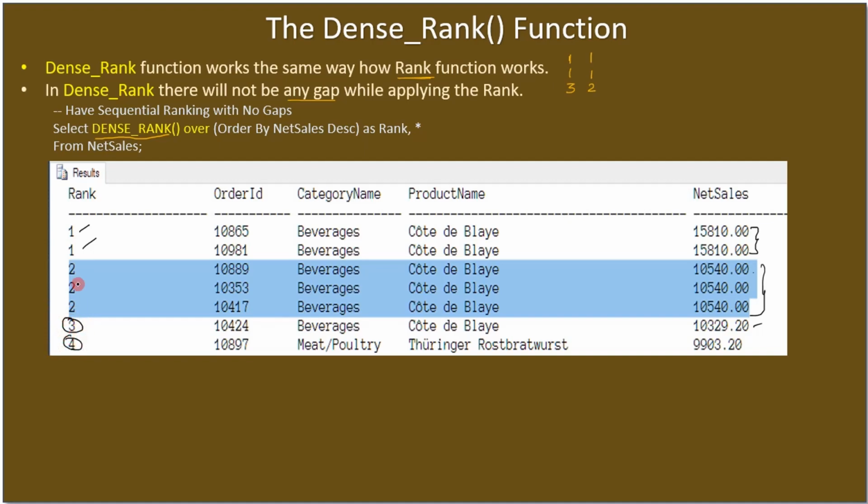rank number 4. And if you look at the rank here, this is continuously packed, so that's why we call it dense ranking.